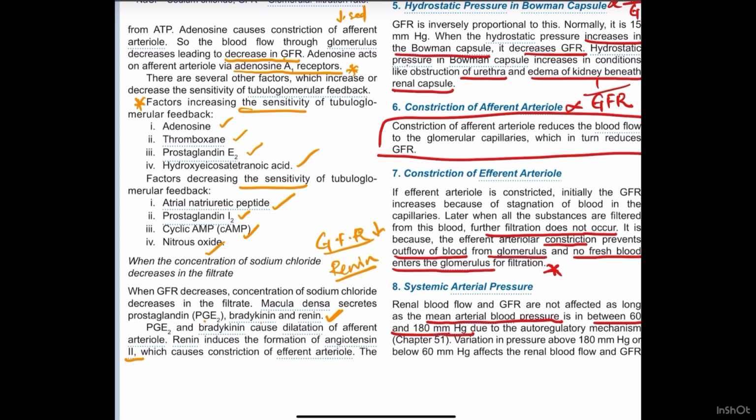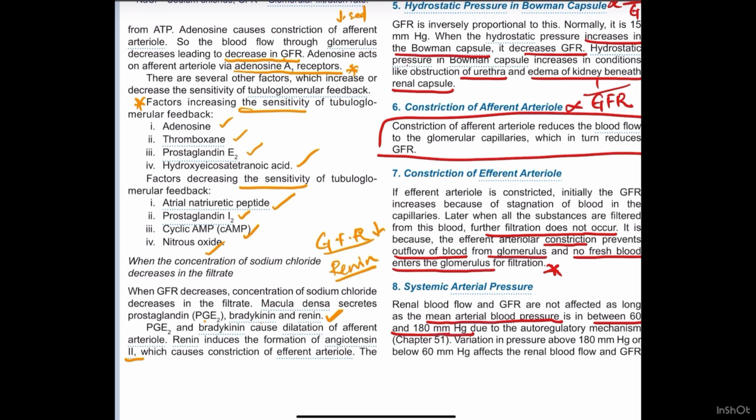These will carry the oxygenated blood, and in these blood vessels the pressure is going to decrease and increase, which will make the GFR fluctuate. That's why, when the mean arterial pressure is between 60 and 80 mm Hg, it will not affect the GFR. If it is a little bit lesser or increased, then it's going to be affected. So this is due to that autoregulatory mechanism.